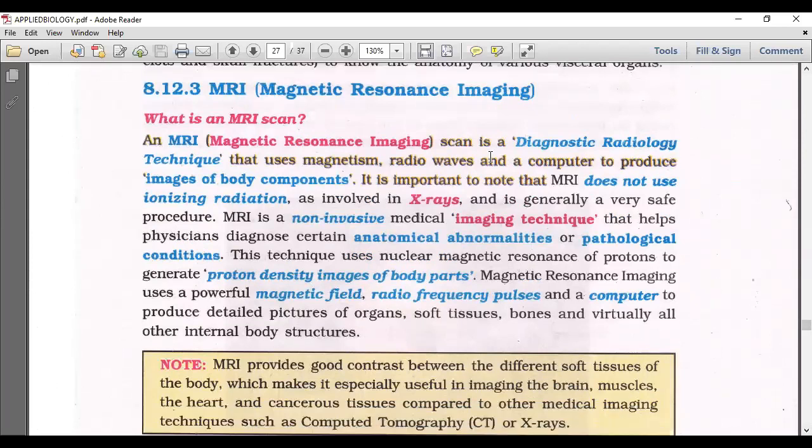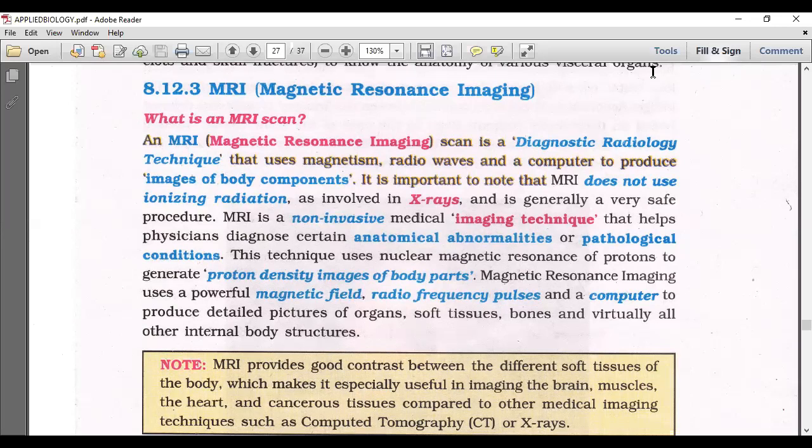So what do the protons of the hydrogen atoms of the water do? Generally they are in scattered directions. When we create a strong magnetic field, that strong magnetic field makes the protons align in one direction. That is the first point to be remembered: protons of the hydrogen atoms of the water will be aligned in one direction.